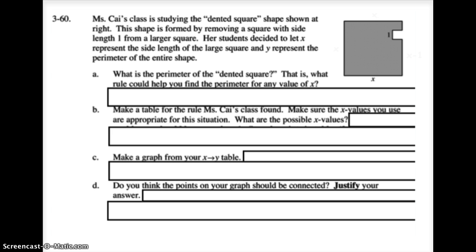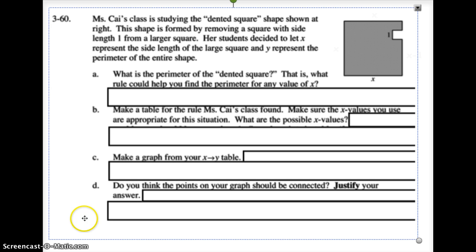You're going to be asked to do problems 60, 61, and 62 for this classwork. So if I look at the first problem, it said Miss C's class is studying the dented square shape shown at right, which is right here. This shape is formed by removing a square with a side length 1 from a larger square. Her students decide to let x represent the side length of the larger square.